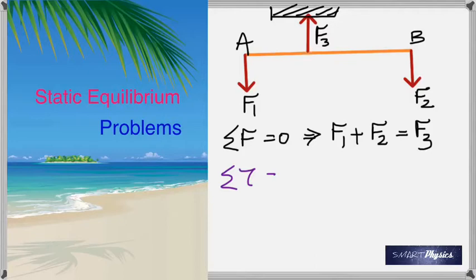F1 times AC, because you always take the distance from the axis of rotation. Now, we could have done this in another way. I'm not trying to make it complicated, but I want you to understand this. We could have calculated the torques about the point A, which means you just consider that that is the axis. It's still going to work out correctly, but there is a problem.